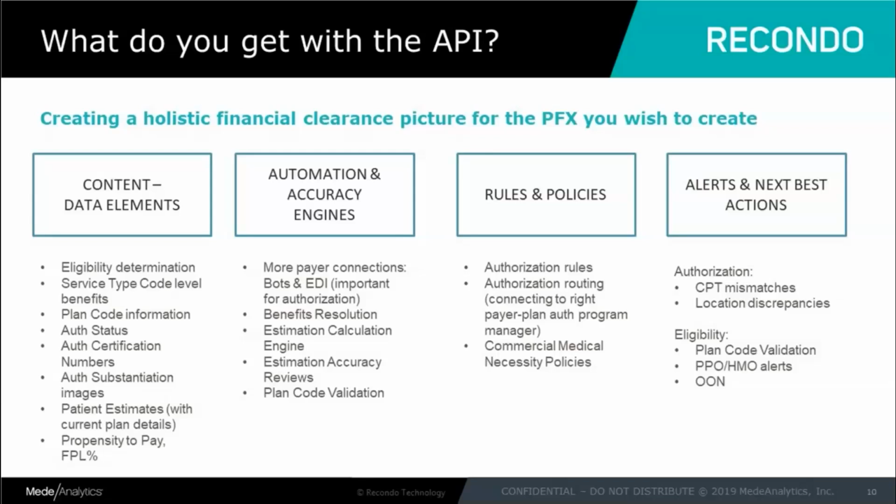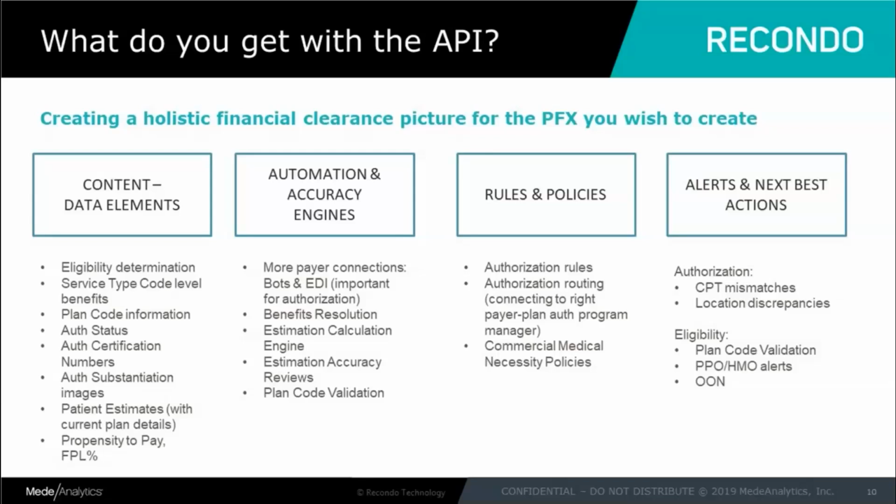But the content's also something that is a little bit deeper, right? It's the accuracy and the automation of that. So being able to make sure that you're looking at the right benefits, that you have more connections to payers in an EDI and bot type format, that you're able to look at something like an estimate and compare it to a remit and determine how accurate that estimate was. All of those types of things help drive that accuracy and automation.